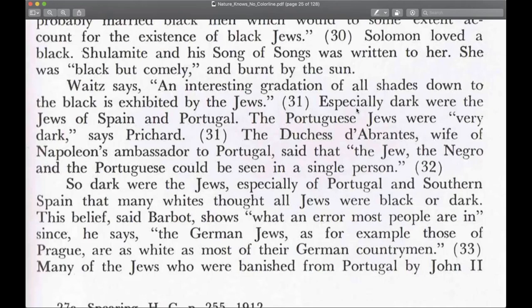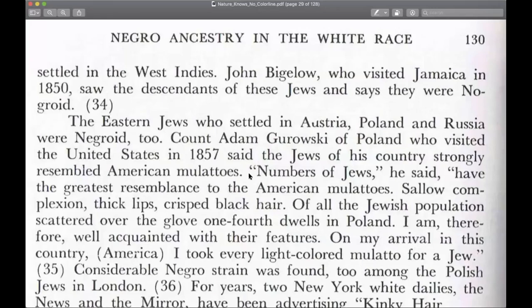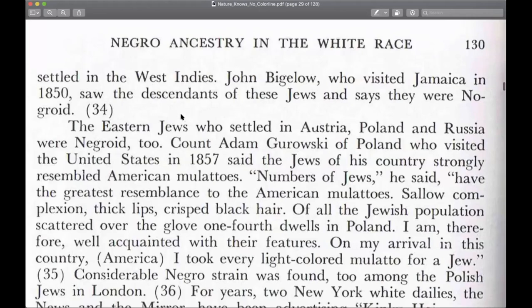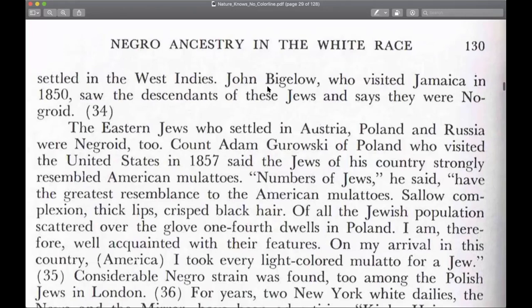Many of the Jews who were banished from Portugal by John II, now listen to this, settled in the West Indies. Portuguese Jews, people of black complexion, people that are the same as a Negro, remember what they said, ended up in the West Indies. John Bigelow, who visited Jamaica in 1850, saw the descendants of these Jews and says they were Negroid. These Jews that ended up in Jamaica, they were so-called Negroes. They weren't African slaves being sent over there as prisoners of war, as indentured servants, serving time in plantations, or providing their service as servants. They weren't coming from Africa. You've been told a lie.